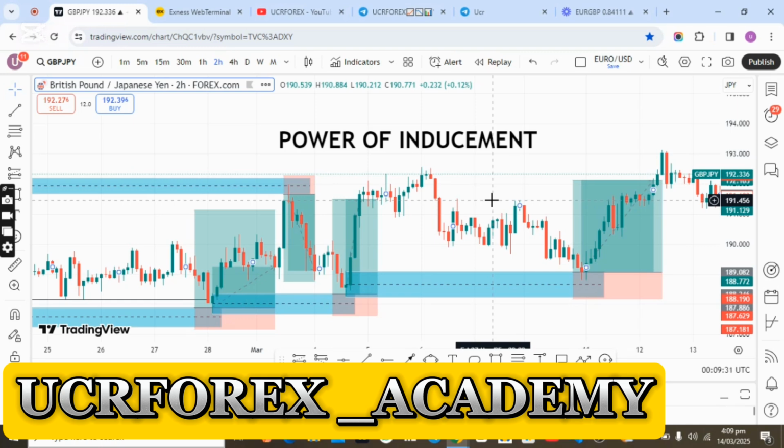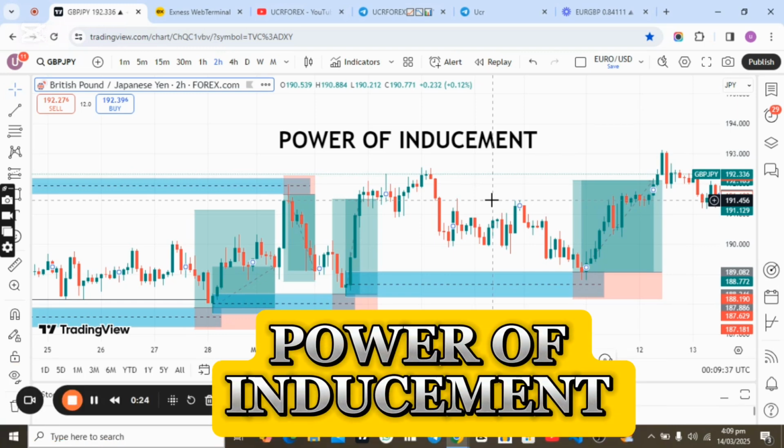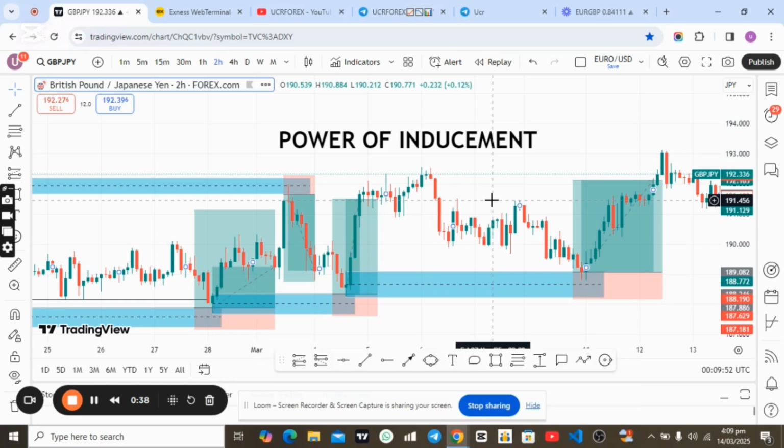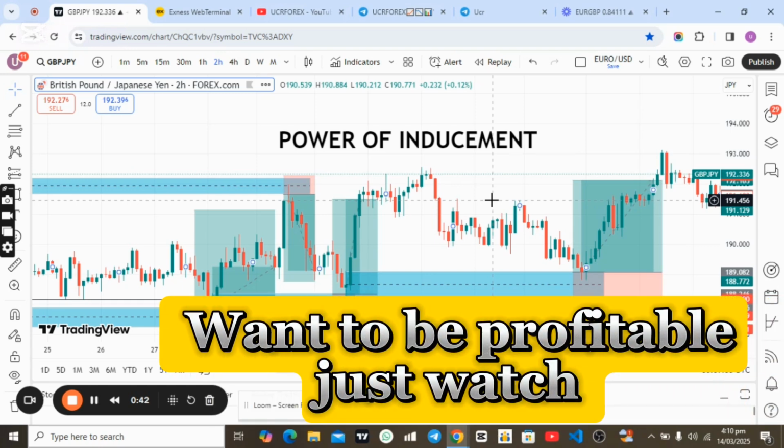So, in today's lesson, I'm going to be teaching you guys the power of inducement. As you can see on the screen, I have like four straight winnings on GBP JPY. I want to use that as an example to explain to you guys this power of inducement and how you can understand it properly. It's going to look more like a strategy review lesson where I'll be using backtesting to try to break down all the particular setups for you, just for you to see how I was able to get it.